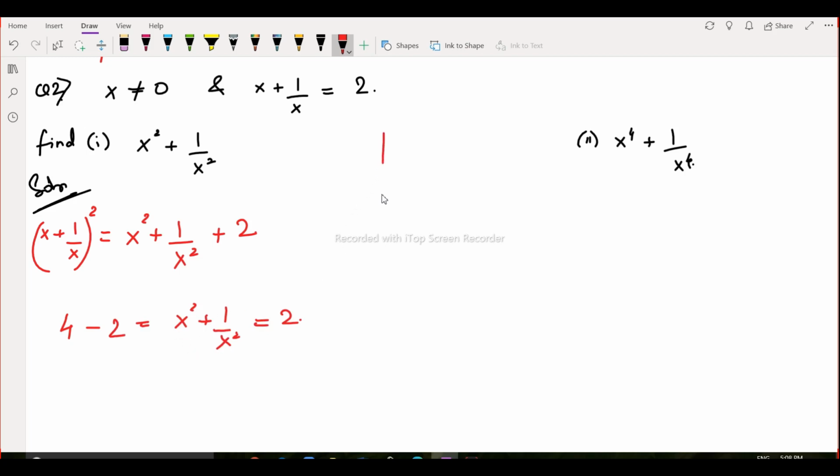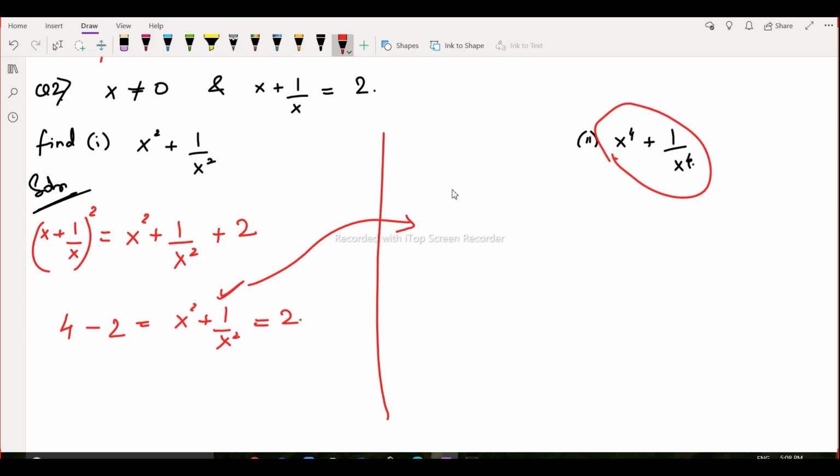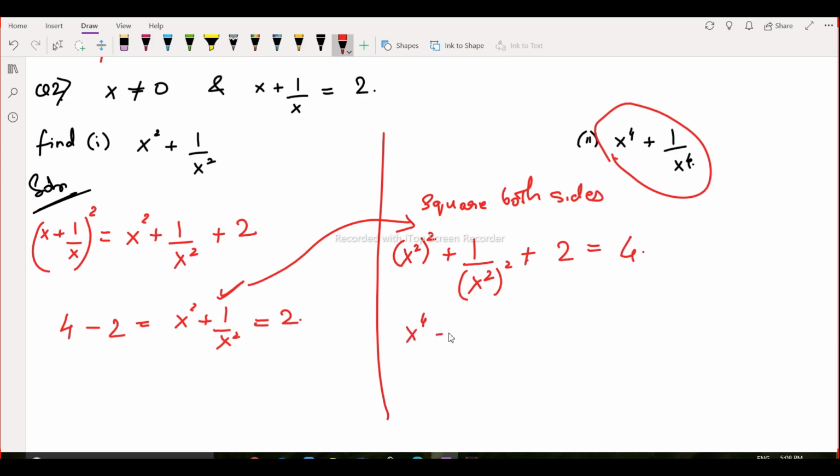Now we need x raised to 4 and x raised to 4 in the denominator. Now we don't have a formula for this, so what we can do is we have this part, right? I can use this part. So what I'll do is I'll square both sides. So what you'll have is x square squared, and this again squared, plus 2 equal to 4. So what you have, x raised to 4 plus 1 upon x raised to 4 is equal to 4 minus 2, which is 2. So this is the answer.